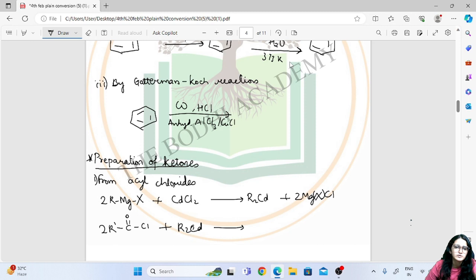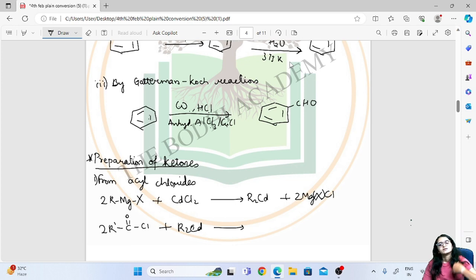And the next reaction here is by Gattermann-Koch reaction, which is a very important name reaction in terms of this chapter. So for Gattermann-Koch reaction, you just need to remember the reagent. Benzene when reacted with carbon monoxide and hydrochloric acid in presence of anhydrous aluminium chloride or cuprous chloride, any one we can use, will give us the particular aldehyde. So I will get benzaldehyde from benzene, and since here we are using the anhydrous AlCl3, it reminds us of the Friedel-Crafts reaction. So benzene in presence of carbon monoxide plus HCl and anhydrous AlCl3 will give us benzaldehyde.